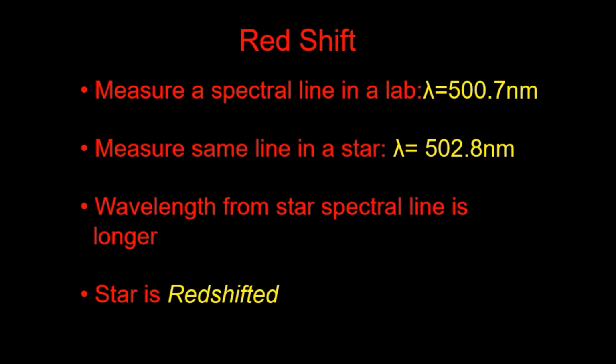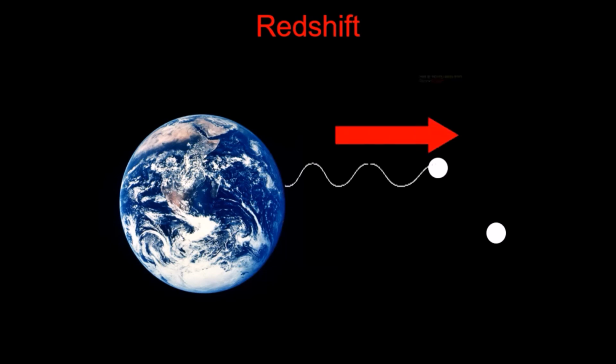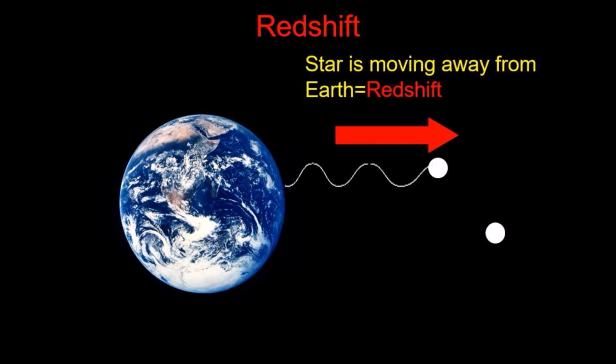The wavelength from the star's spectral line is longer than it would be if it was in the lab in your stationary reference frame. This means a star is redshifted. If it's redshifted, we know this is occurring. The star is essentially moving away from the Earth. If the star is blue shifted, it's moving towards the Earth.